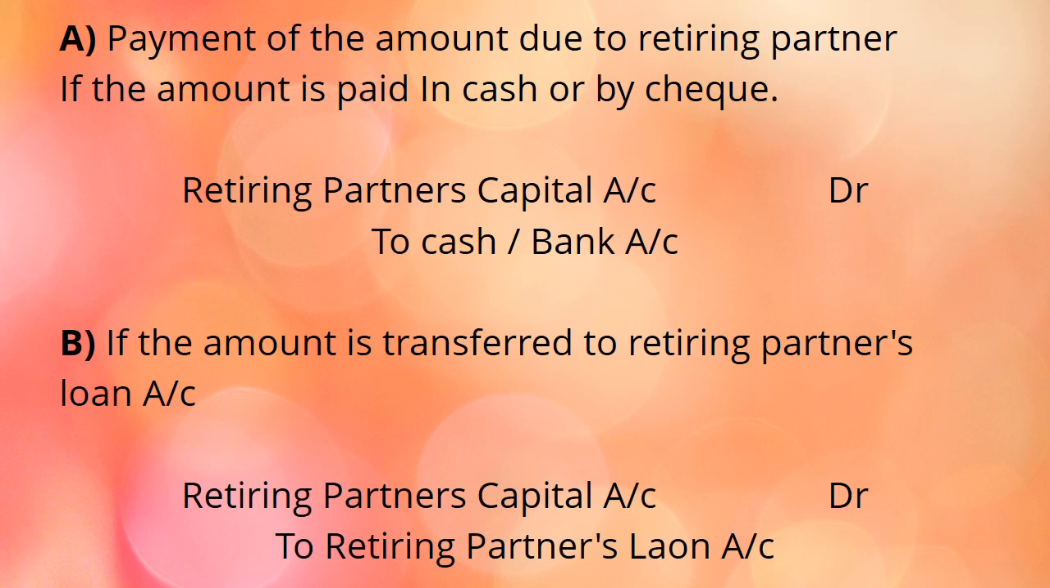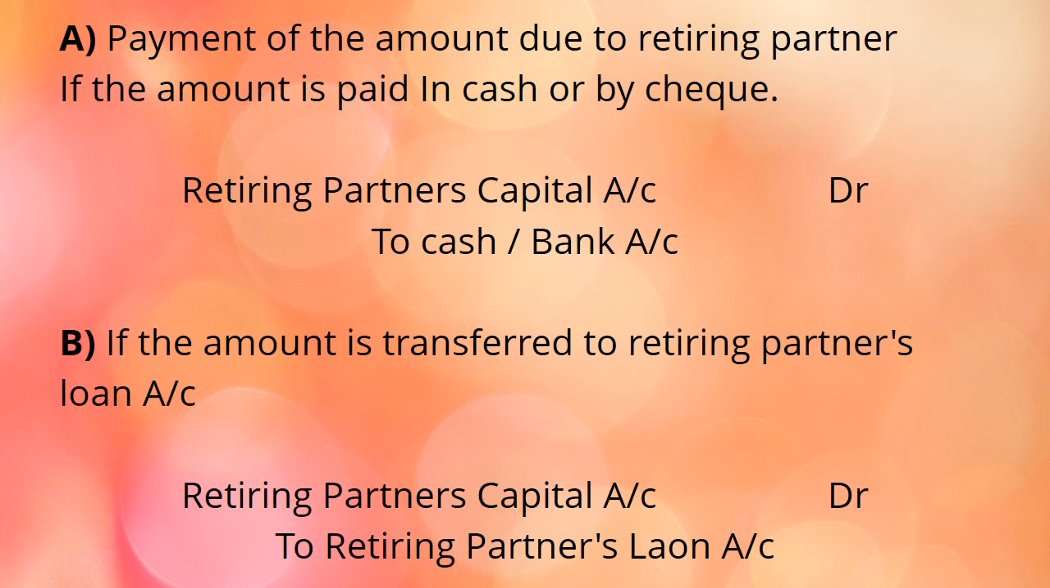A number, payment of the amount due to the retiring partner. That payment can be done either in cash or by check. If the amount is paid by check or by cash, the retiring partner's capital account is debited and the cash account or bank account is credited.